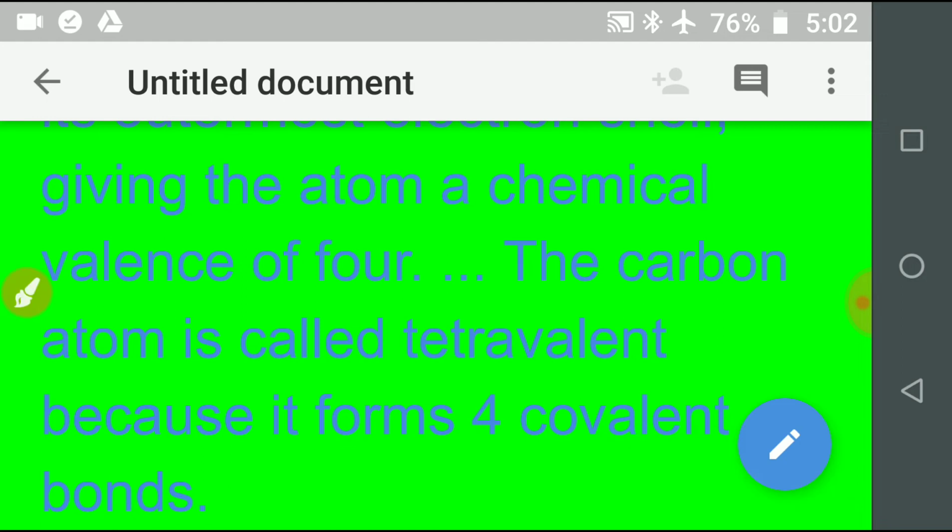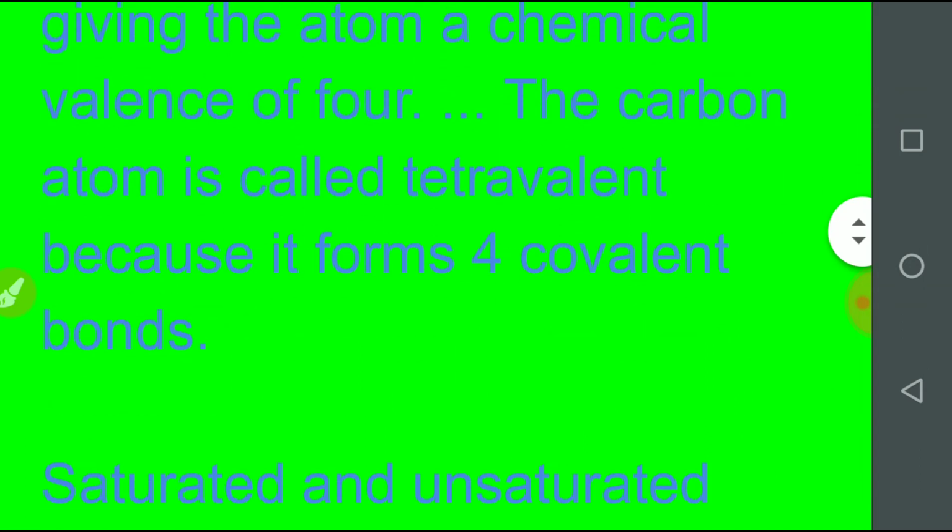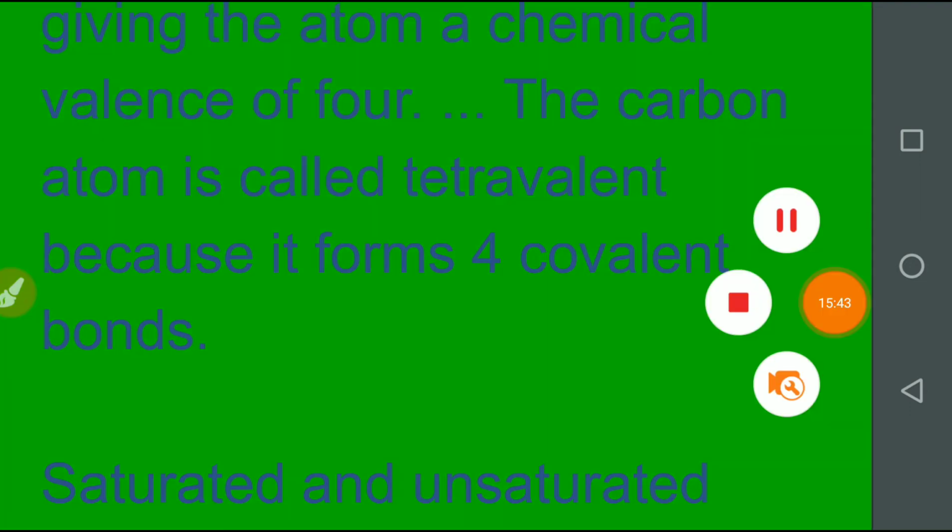Since one carbon atom requires 4 electrons to achieve the 8-electron inert gas structure, the valency of carbon is 4. This is carbon tetravalency. For example, methane. Methane is one of the simplest hydrocarbons and it shows tetravalency in nature. Now, let us discuss saturated and unsaturated carbon compounds.